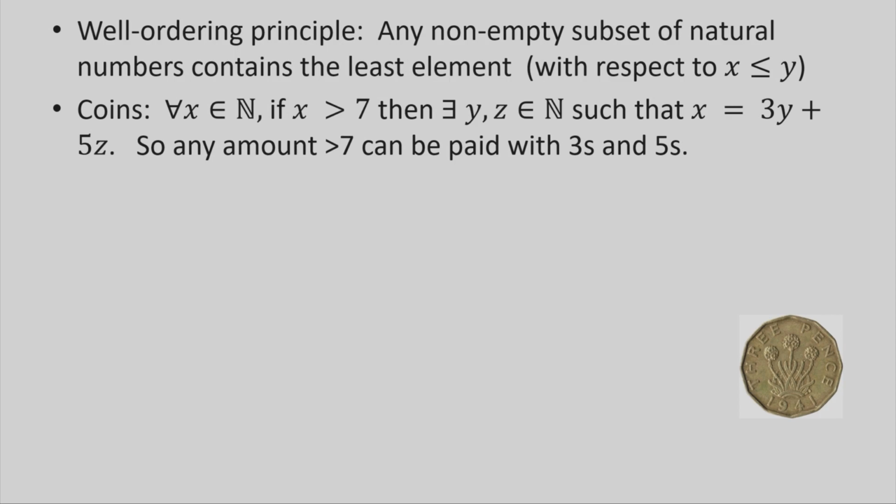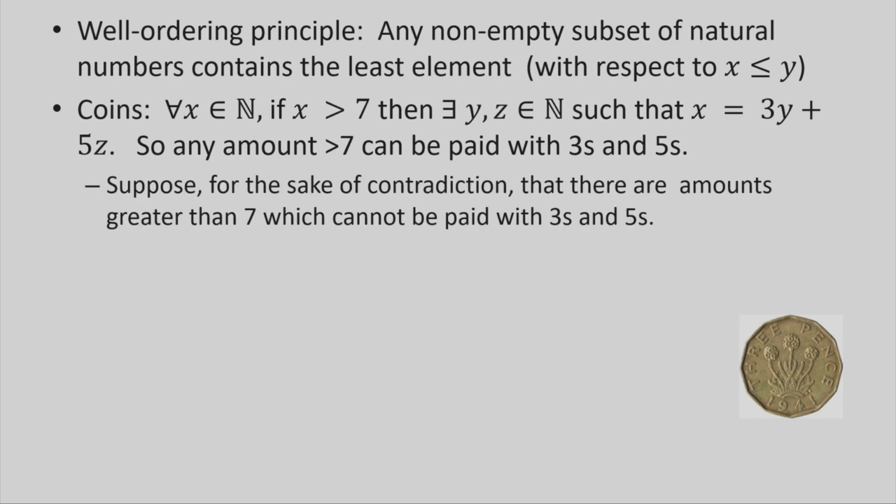Every natural number x that's greater than 7 can be written as a sum of 3's and 5's. So this is a more formal way of saying any amount greater than 7 can be paid with 3-cent and 5-cent coins. So let's do the proof. We want to prove that every amount can be paid. But let's do it by contradiction.